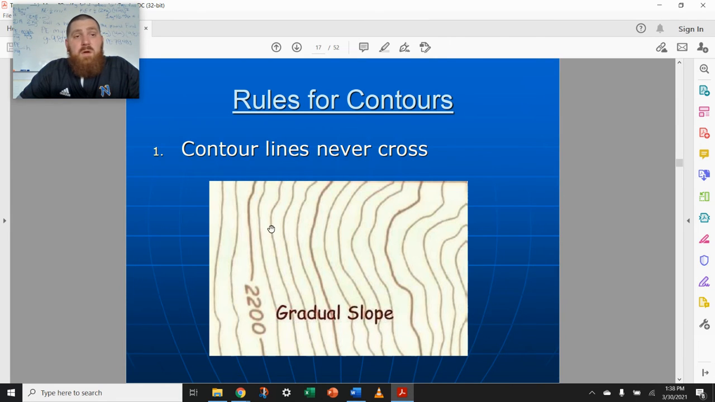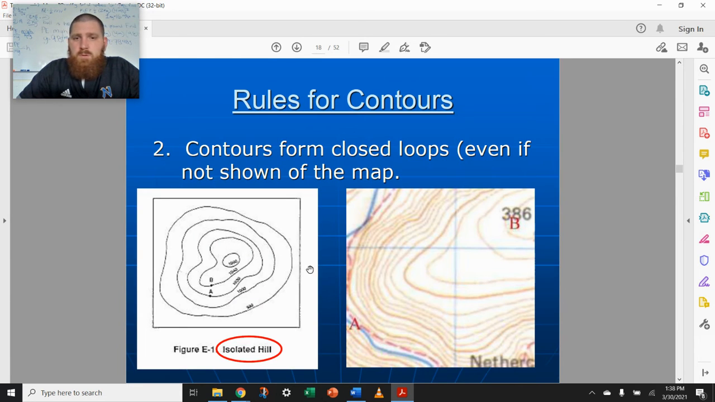Contour lines will never cross. This is because the same spot cannot have two separate elevations. And if they're crossing, that indicates that they both have that same elevation, which won't work. So contour lines can never cross. All right. Contour lines form closed loops even if it's not shown on the map. So even if you can't see it on the map, the contour line will form a closed loop eventually.